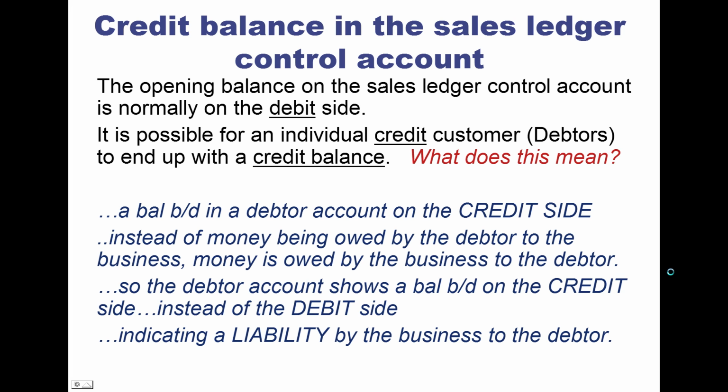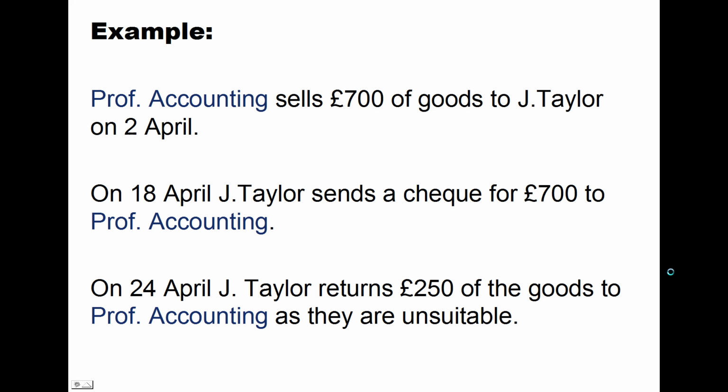So let's look at this in an example. You might want to pause the video at this point and copy down the question. It's a brief question, but you need to relate the information to the answer on the next page. So I've got Professor Accounting, that's myself. I sell £700 of goods to J. Taylor. I've got dates which just follow in sequence, but I'm not going to use dates in the answer. So it's a sale of £700 to J. Taylor.